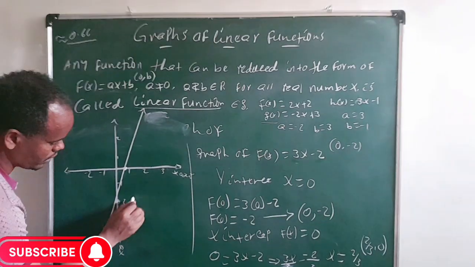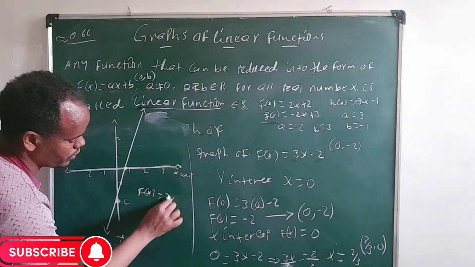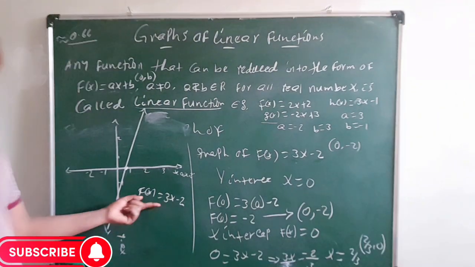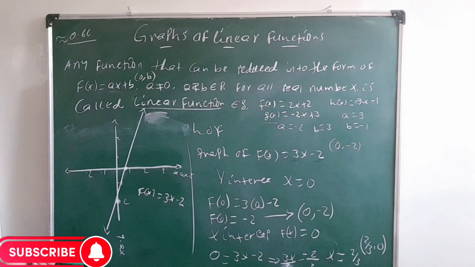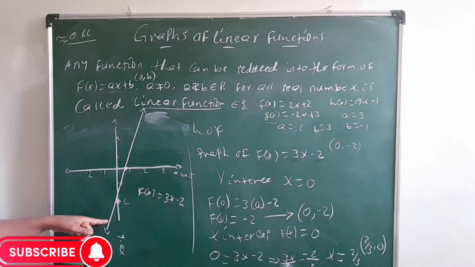Okay, the graph of f(x) = 3x - 2. This is the graph of this function. It indicates that the graph is an increasing function because it passes through the third quadrant and the first quadrant, going upward from the third quadrant to the first quadrant.